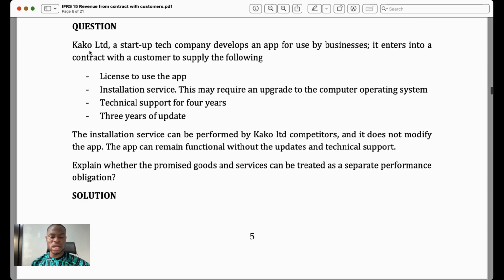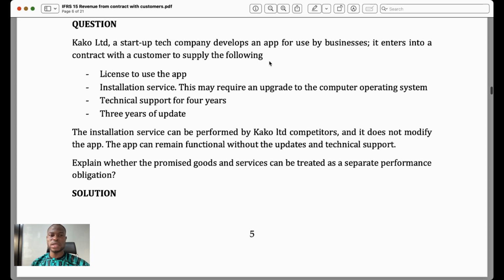It says that Kako Limited, a startup tech company, develops an app for use by businesses. It enters into a contract with the customer to supply the following: license to use the app, installation service, which may require an upgrade to the customer's operating system, technical support for 4 years, and 3 years of updates. Also, the installation service can be performed by Kako Limited's competitors and it does not modify the app. The app can remain functional without the updates and technical support. Explain whether the promised goods or services can be treated as a separate performance obligation. Okay, let's look at it.